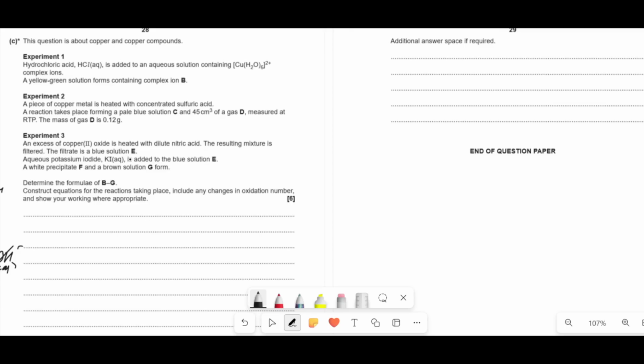And then the excess of CuO is heated with dilute nitric acid, the resulting mixture is filtered, and you get a filtrate that is a blue solution E. Aqueous potassium iodide is added to E, and then you get a white precipitate F and a brown solution G formed. Determine the formulae and construct equations and changes of any oxidation numbers as well that are relevant.